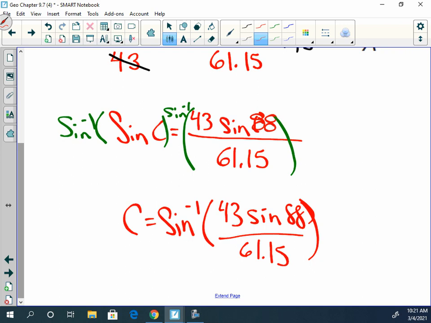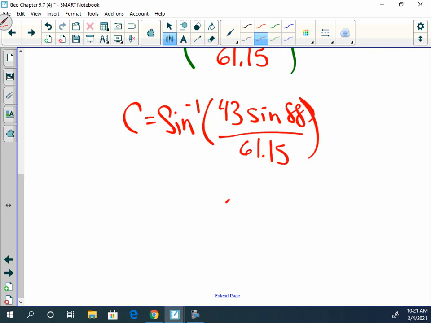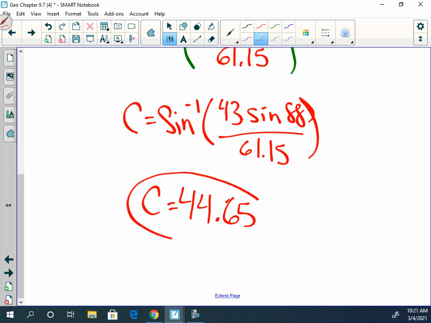Then we would take sine inverse of both sides, which gives us this here, or 44.65.